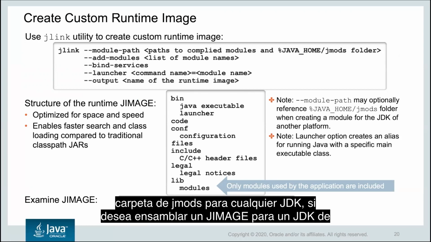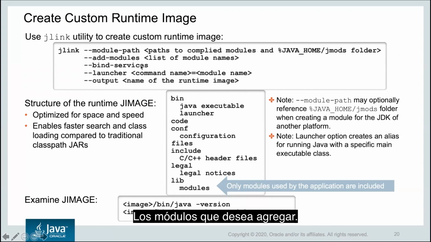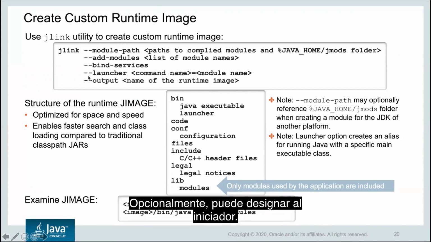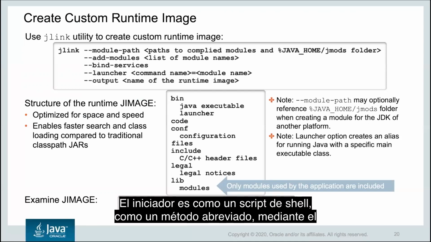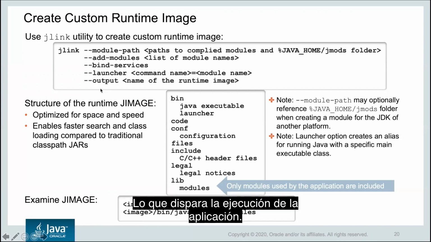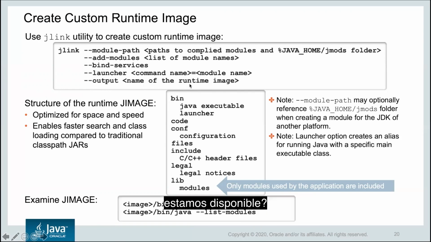So you specify the module path, what you want to include, and the jmods folder for whichever platform's JDK you want to assemble the JImage for, which modules you would like to add, and maybe which services you want to bind if you're using services. You may optionally designate a launcher. A launcher is like a shell script, like a shortcut via which you can launch your application. So kind of an alias, which triggers the application to run. And then the output folder where we'd like to store the JImage, right?